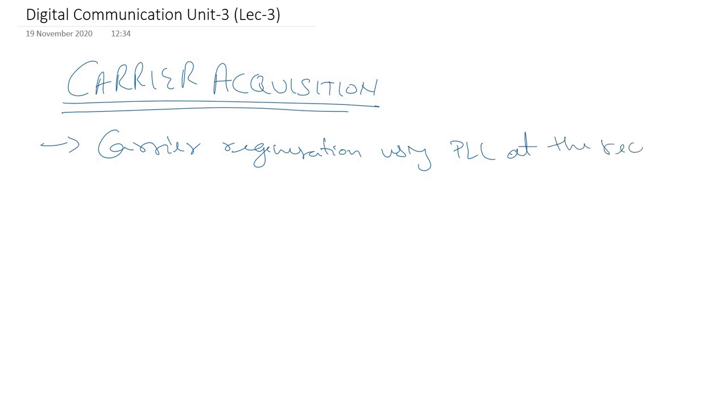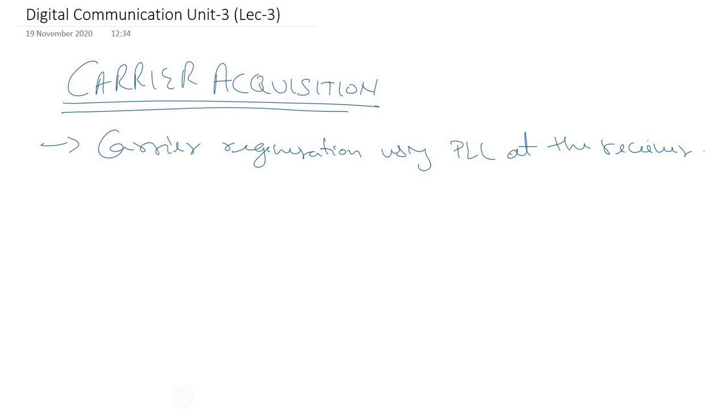In this video lecture, we'll discuss the methods of carrier regeneration using PLL at the receiver. So we'll have a look at the methods which are used for carrier regeneration using PLL circuit at the receiver, which is obviously required for the coherent type of demodulation process.